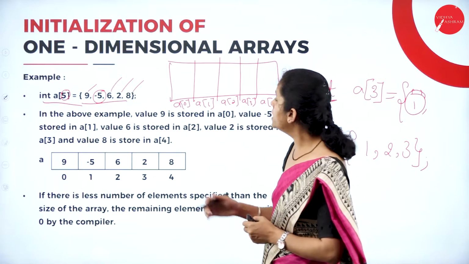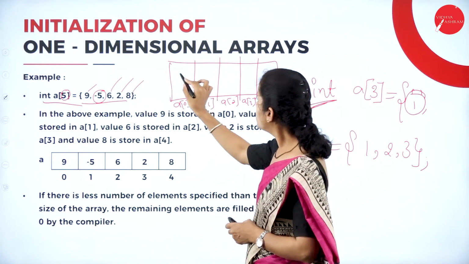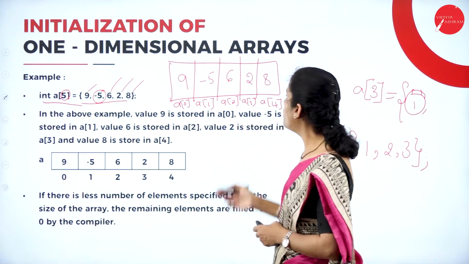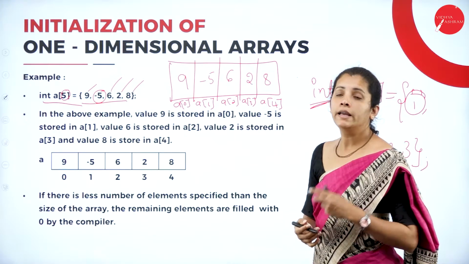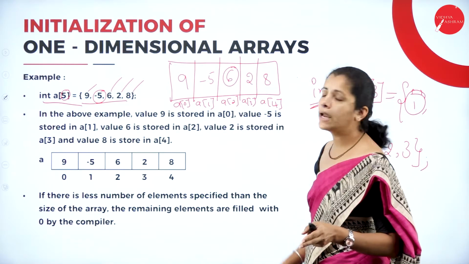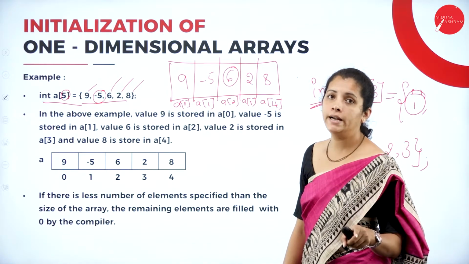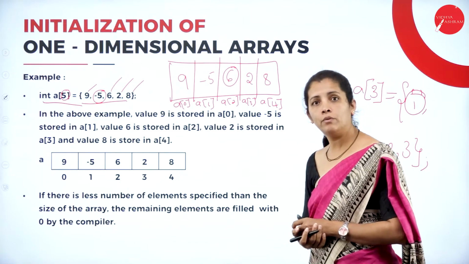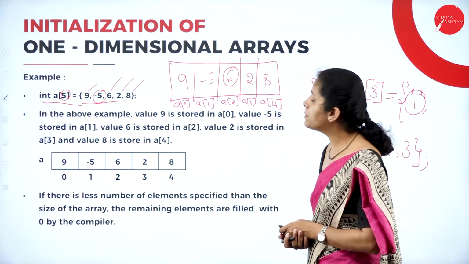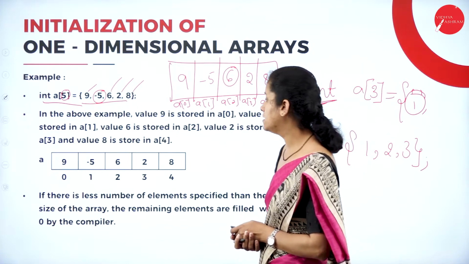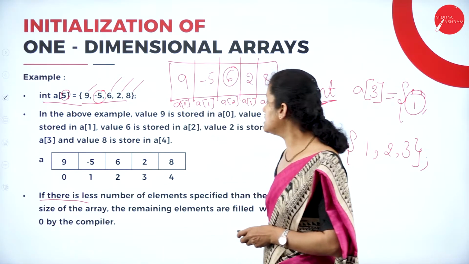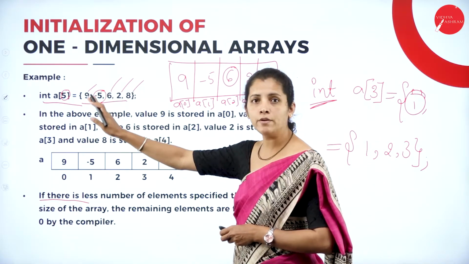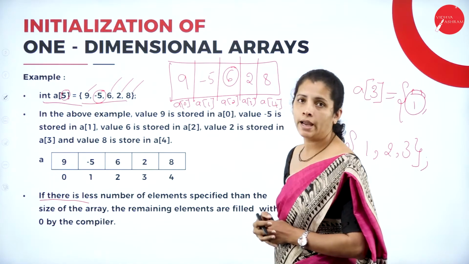Now, dear student, let me store the values. Suppose I want to get 6, how can I get it? With the help of the index. Suppose I want to know the position of my element, then with the help of the index, I can access the element. So here the size of the array is 5, so I have placed 5 elements.